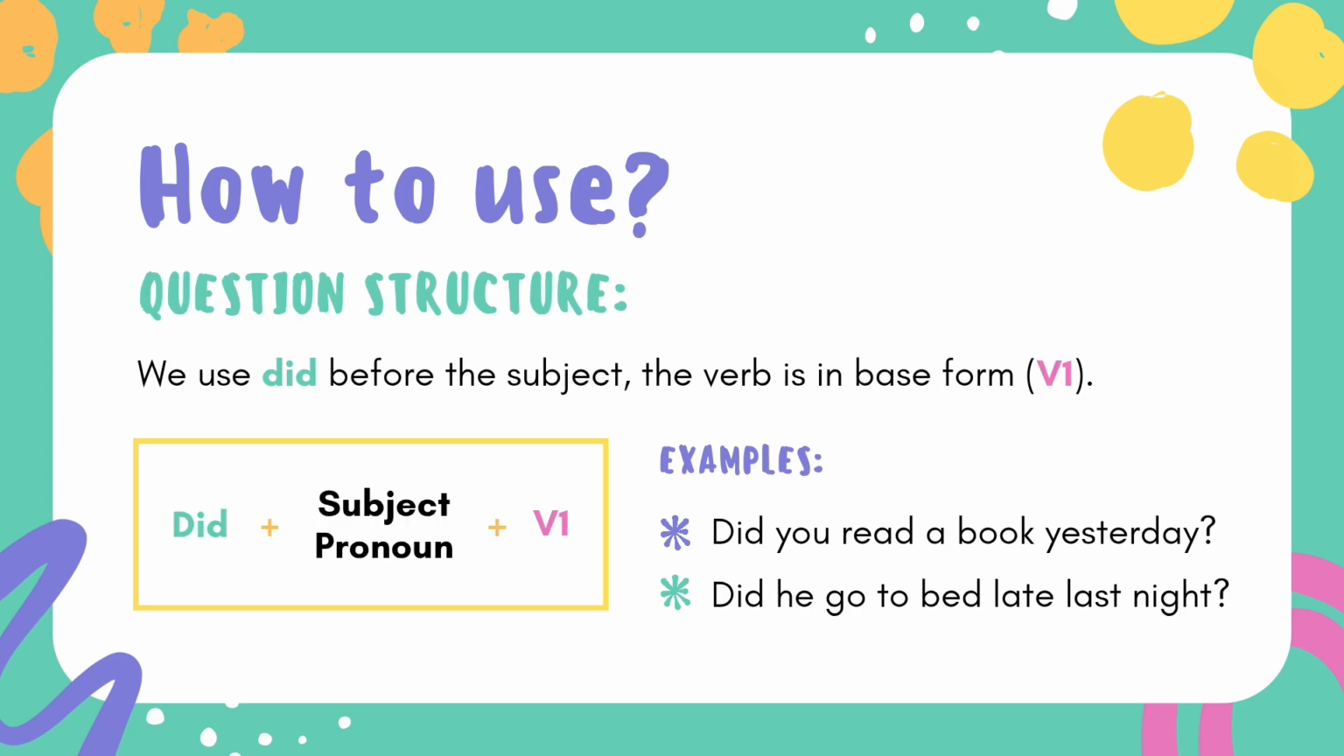Now let's move to question structure. We use did before the subject. The verb is in the base form. The structure is did plus subject pronoun plus the verb in the base form. Examples: did you read a book yesterday? Did he go to bed late last night?